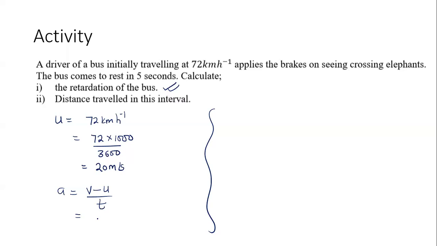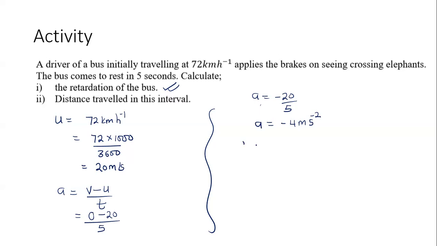Now I want you to read the question. Unknown? It is zero. The final velocity is zero. Zero minus those 20 meters per second we got, divided by 5. So it's negative 20 divided by 5, which is negative 4 meters per second squared.